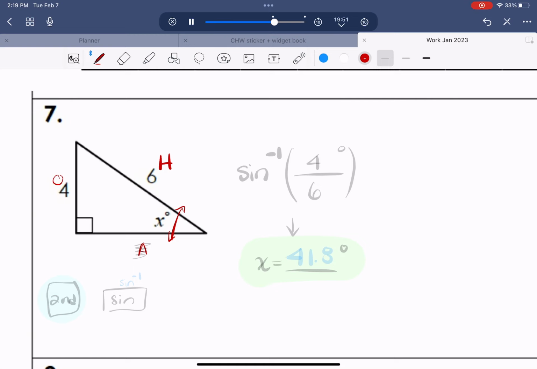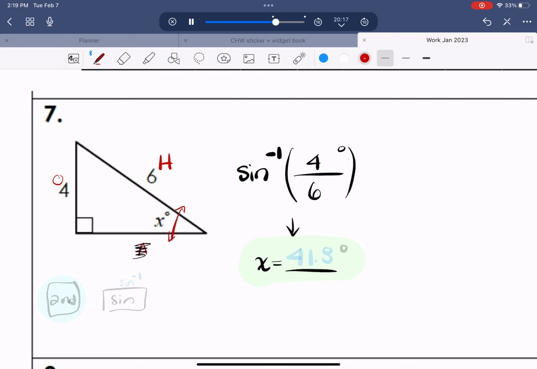Okay, this has H and a 6, O and a 4. That means the A gets scribbled out. So because the A got scribbled out, that means you need to use sin. Sin is the one with O and H. So then we are going to use sin inverse. Okay, it is reversed because X is on the inside. And then we put the O at the top. It's always O on top, 4 on top of 6. Type that into your calculator and you get your answer.